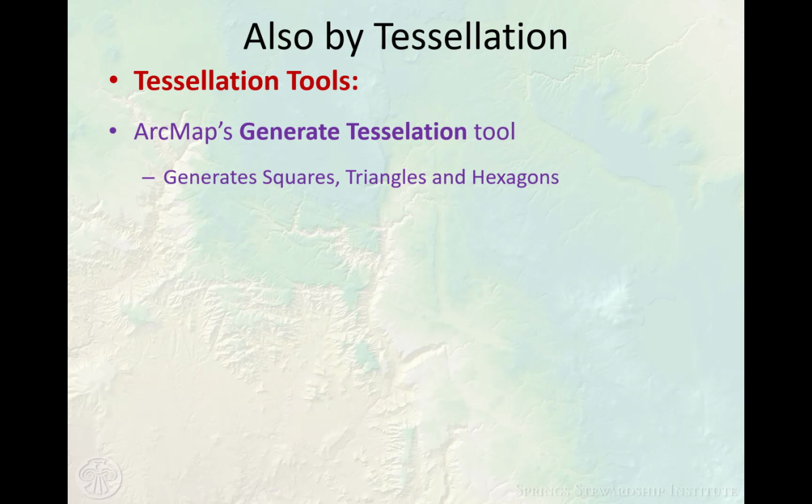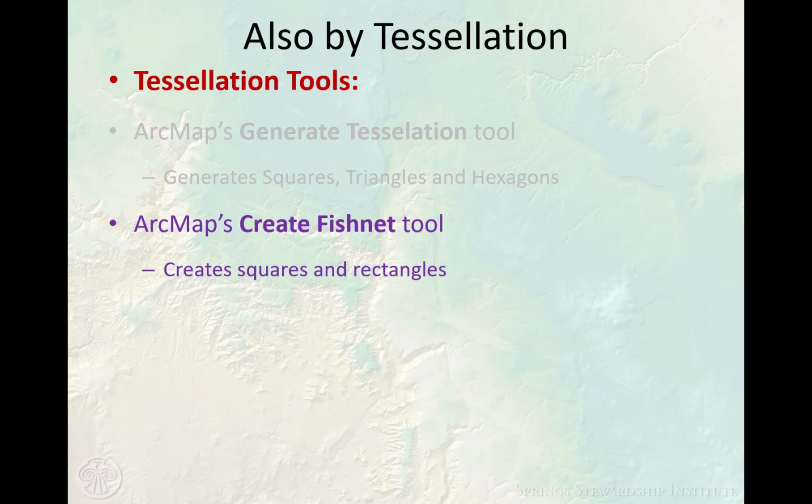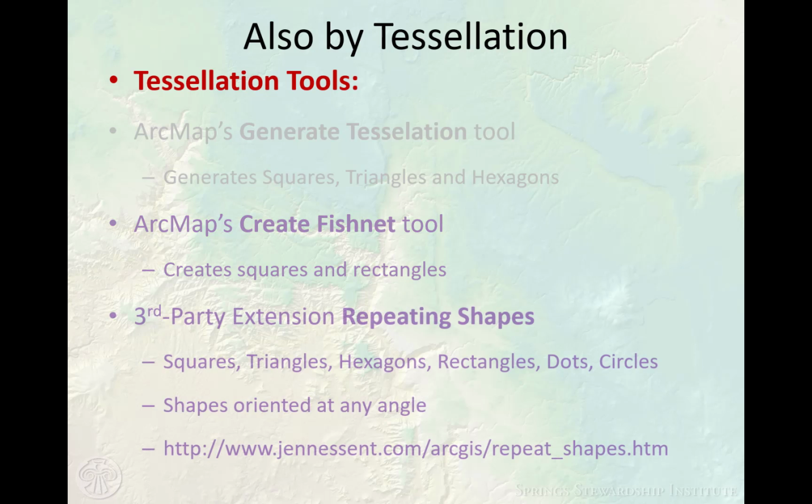First, ArcMap has one called the Generate Tessellation tool that makes squares, triangles, and hexagons. ArcMap also has a fishnet tool that creates squares and rectangles, and these are both tools available at any license level. If you're interested, there's a third-party extension that I wrote called Repeating Shapes. It creates all these same shapes. It also does dots and circles arranged in square and triangular arrays. It also lets you orient them at any angle, and it's a free extension if you want to download.